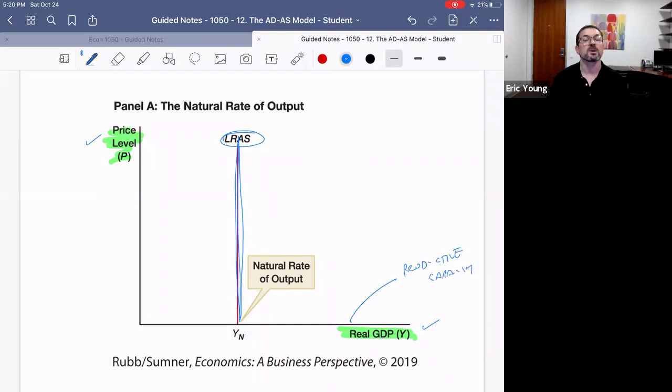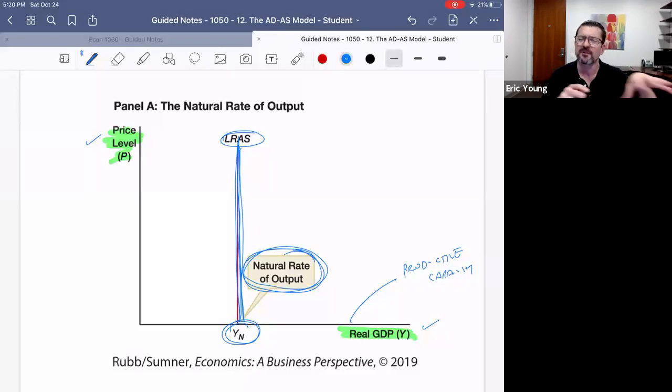As a result, number one, the LRAS is perfectly vertical. And critically, it's located right here at the economy's natural rate of output. When we discussed economic growth, we learned that the natural rate of output, which is related to the natural rate of unemployment, which is related to the economy's productive capacity, right? Its potential output, all those different terms that we learned in the past, we're going to bring them together and synthesize and make sense of them, okay?